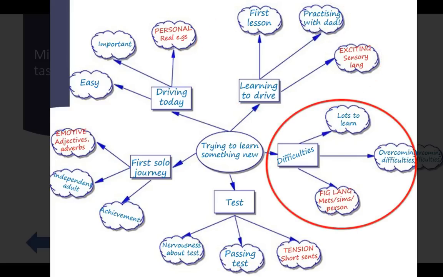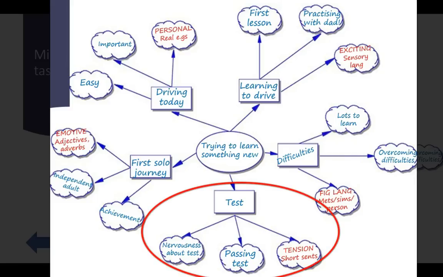My next paragraph is going to be all about the difficulties I had, the fact that there was so much to learn. I didn't think I'd ever be able to do it, how I eventually overcame those difficulties. And in there, I'm probably going to use a bit of humour. I'm going to appeal to the examiner's shared knowledge of what it's like to learn to drive. I'm going to use some humour, I'm going to use some figurative language as well, some metaphors, some similes and some personification to really bring that section alive.